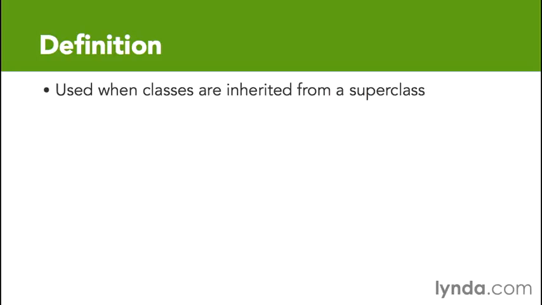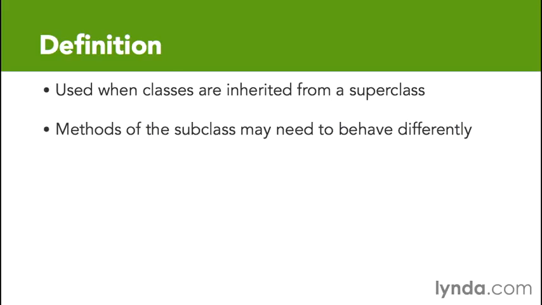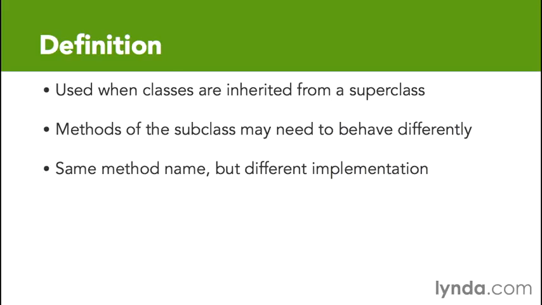So when we use inheritance to create new classes, each new class inherits both the data members and the methods of the superclass. But sometimes the methods need to behave differently depending on the new class definition. In the case where the subclasses may need to behave differently, they still contain the same method name, but they have a different implementation. Okay, all that's well and good, but let's talk about a real-life example.